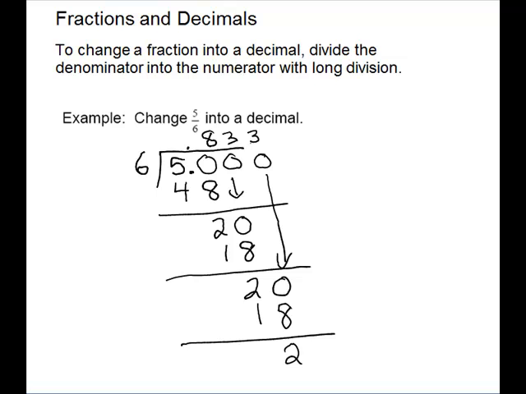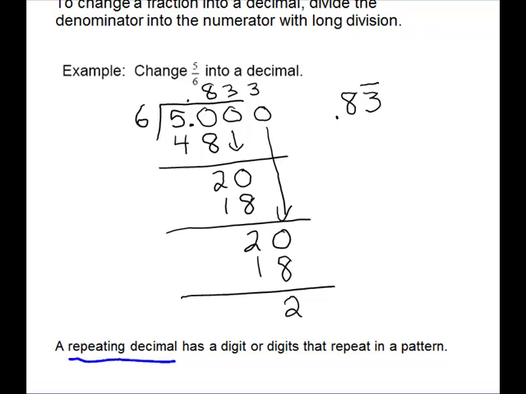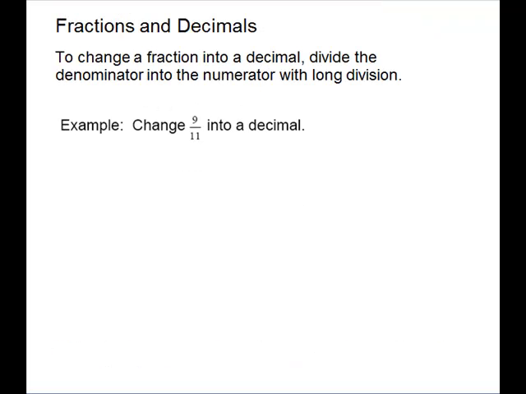The 3 is the part that's repeating, and a common way to write it is with a bar over the part that repeats. You don't want it over the 8 because the 8 is not repeating, but the 3 is. So you just write the first digit that's repeating and put the bar over it. A repeating decimal has a digit or digits that repeat in a pattern. Let's look at one more example. We will change 9/11 into a decimal.